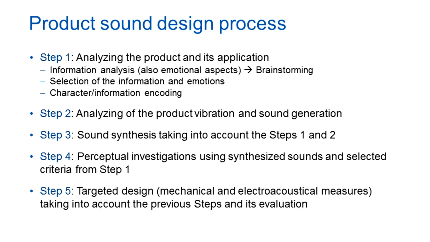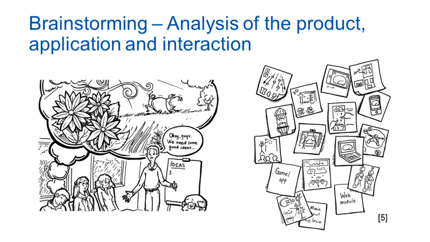The first step is the communication engineering part, as I already explained, analyzing the product and its applications and the interaction with user. In that case, we need the informations which are important for the interaction, but also, of course, emotional aspects. And in that case, we use brainstorming to develop some ideas, which information is relevant for this interaction and communication with the product to use it much better.